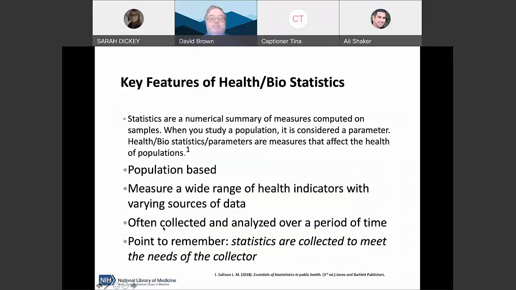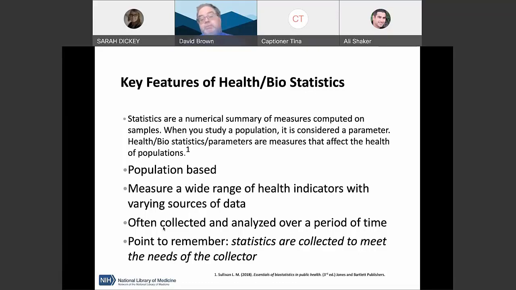So again, as we said, statistics are a numerical summary of measures. They're usually population-based. So again, it's based on a population, whether that be number of patrons coming into the library, number of people getting a COVID vaccine, number of people attending an exercise program. Lots of different ways to look at these things, but it's usually based on a population level. They measure a wide range of health indicators with varying sources of data. So again, if we're trying to answer a larger question, we may use multiple data sets to try to get to that answer in general.